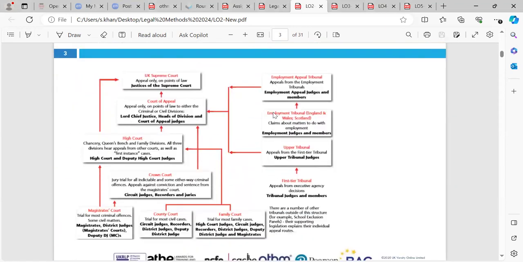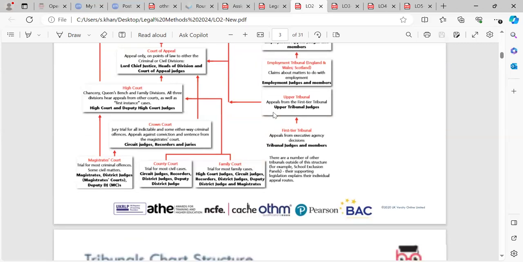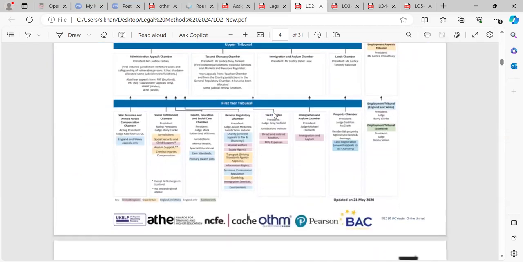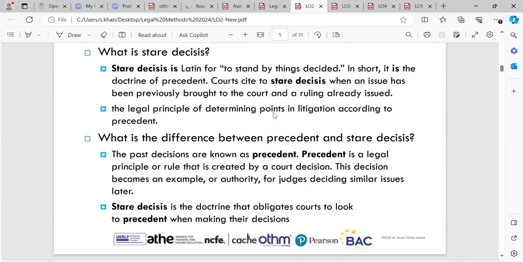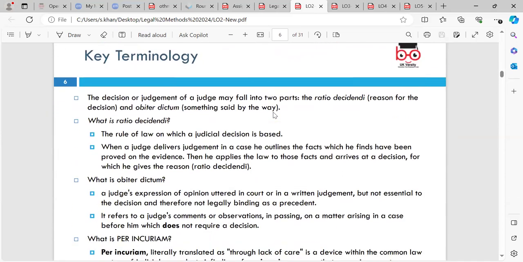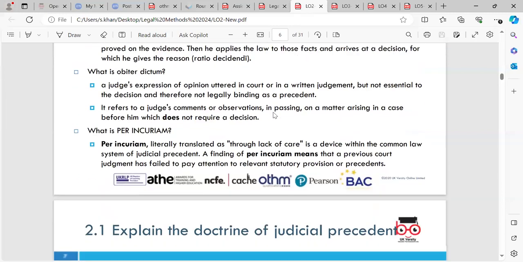We then again reiterated the importance of the hierarchy of courts, why it's so important, and what happens within the courts and who sits within the courts to hear the decisions. We looked at the Court of Appeal, Upper Tribunal, and First Tribunal. We looked at the principle of stare decisis and why it's so important within the doctrine of precedent, where courts need to look at the principle in regards to stare decisis, and also the difference between precedent and stare decisis.